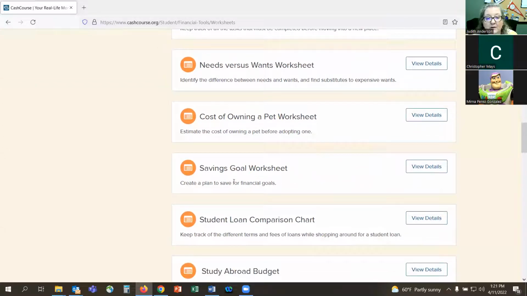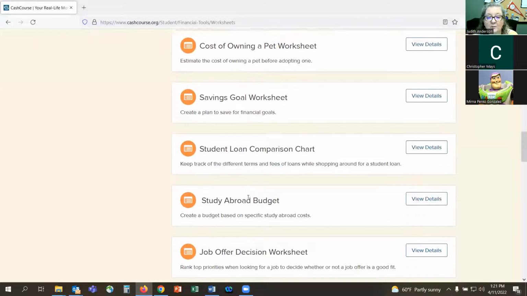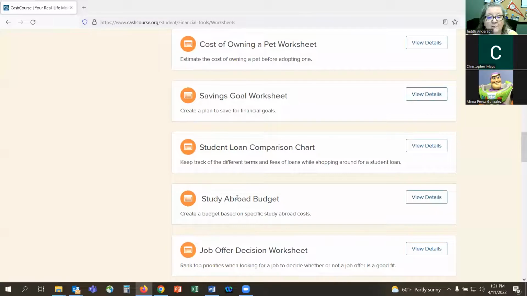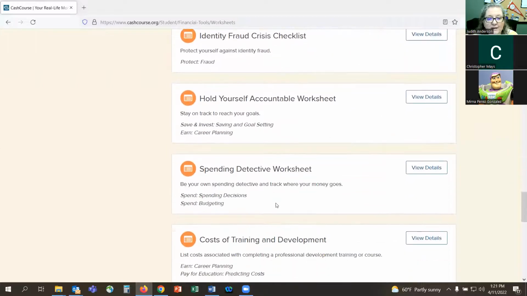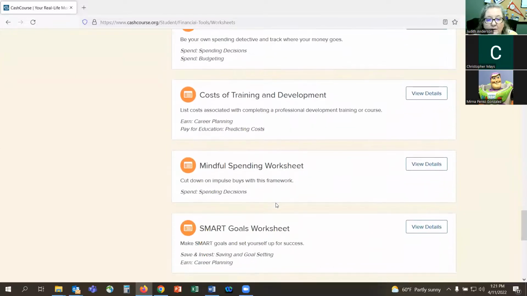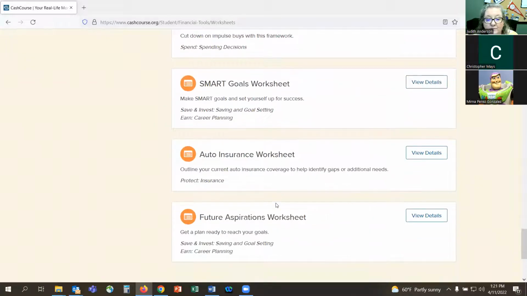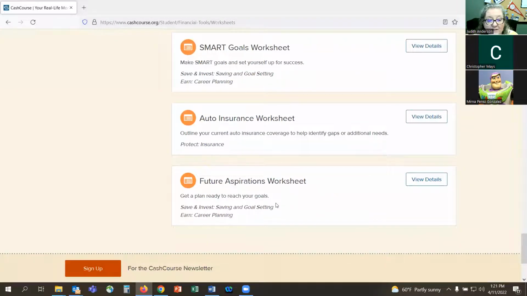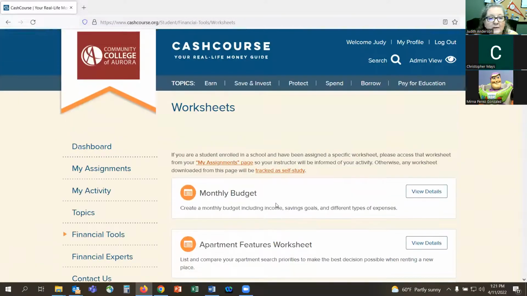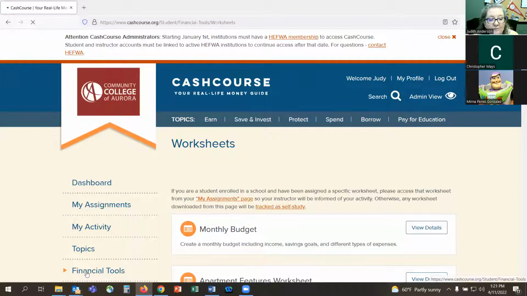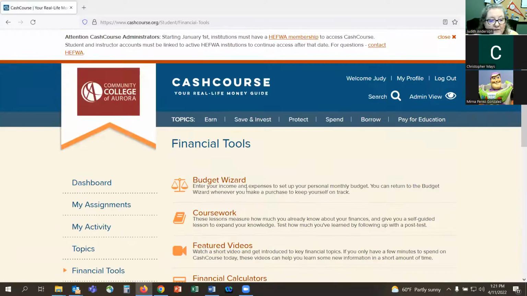So then there's the saving goal worksheet, student loan comparisons. If you want to study abroad, how to do a budget. So there's many, many topics that we could go through, but you'll have lots of time to do this on your own. So don't rush through, take your time and just have fun with it.